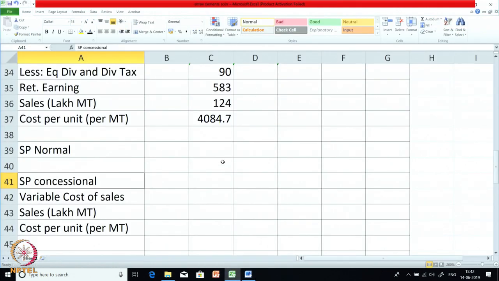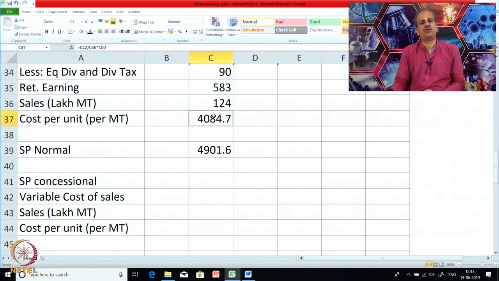Let us see notionally what would be the normal selling price. We know their cost per unit now. Using that, you can calculate on this cost. They are desiring a margin of 20% on cost. So 4087 into 1.2 will be the normal selling price. Getting it? We are not yet projecting for next year. Even for the given data, we are trying to calculate the normal selling price.